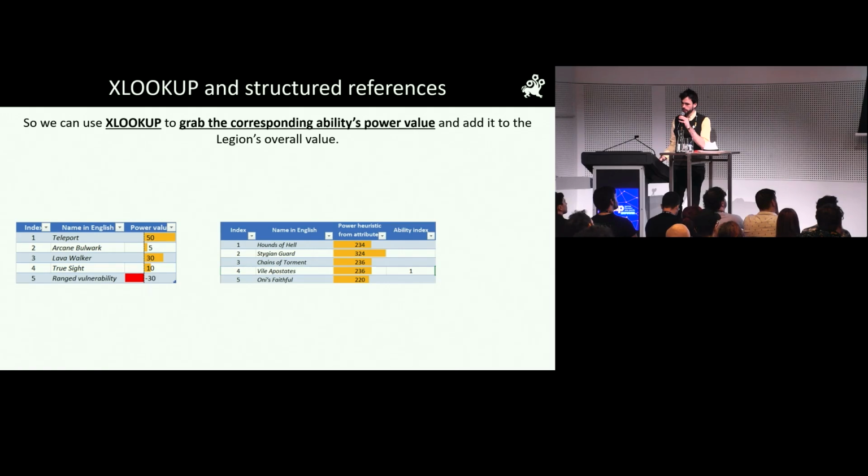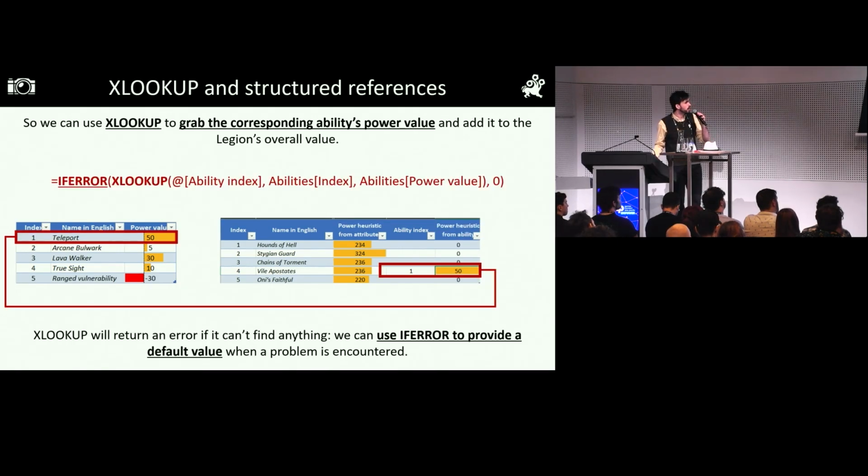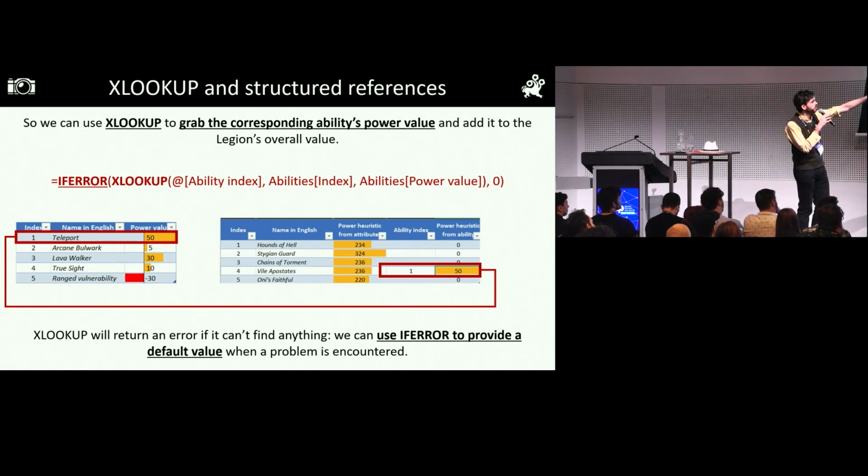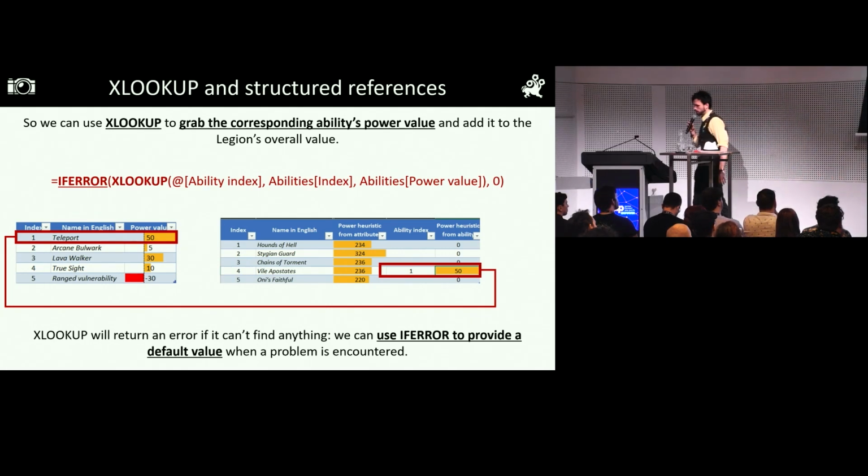XLOOKUP, now that we know what it is, we can use it to grab the power value of our abilities. So we'll grab the power value of ability number 1. Because we have blanks in here, we need a little IFERROR wrapping around that. We could, of course, create a null ability 0, and then just put 0 whenever someone doesn't have an ability. But essentially, IFERROR lets us return a default value if there is an error in the formula. XLOOKUP will return an error if I'm looking up a blank in a list of indices.